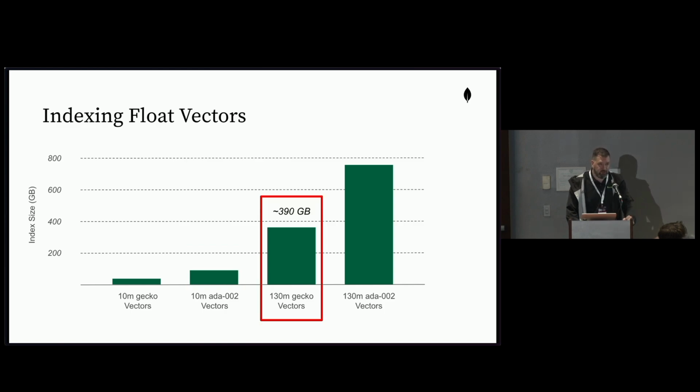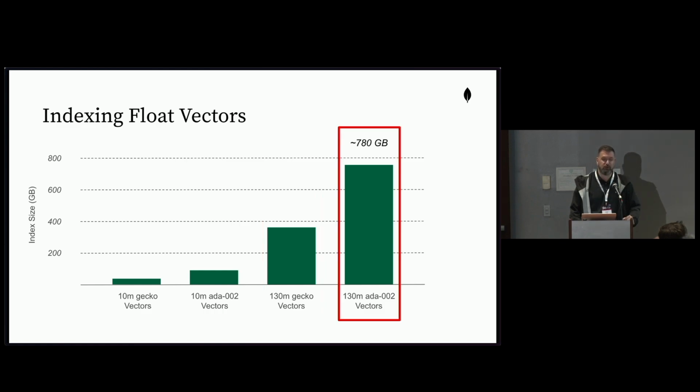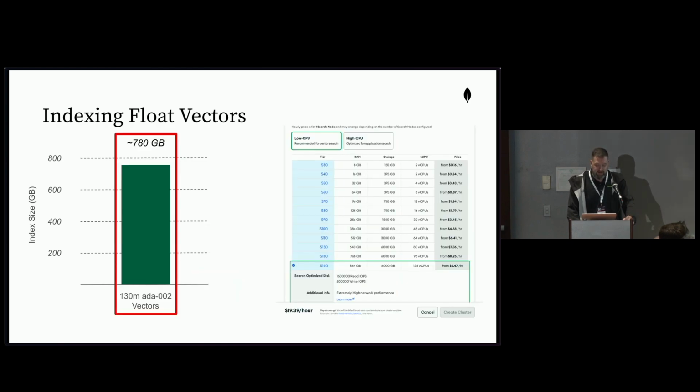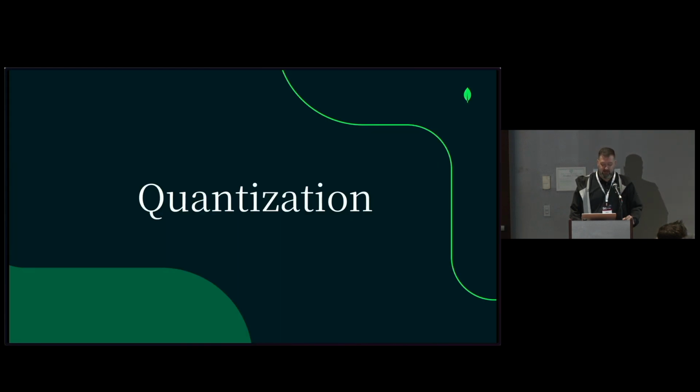This is 130 million gecko vectors, and this is 390 gigabytes. And then 130 million 1536 dimension vectors is almost 800 gigabytes of RAM. For MongoDB specifically, that's the upper limit of the dedicated search nodes that we provide. So that is the problem. What's the solution? Vector quantization.